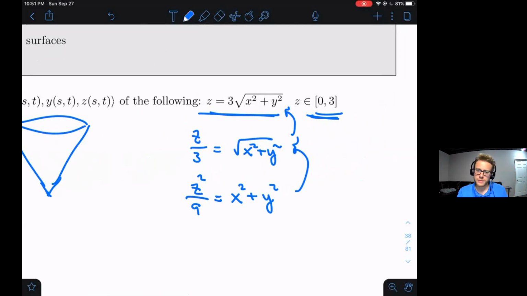But if I think about transforming this into cylindrical, then this just becomes z equals 3 square root of r squared. Now, r is going to end up being a nice positive number. That's how we take it.